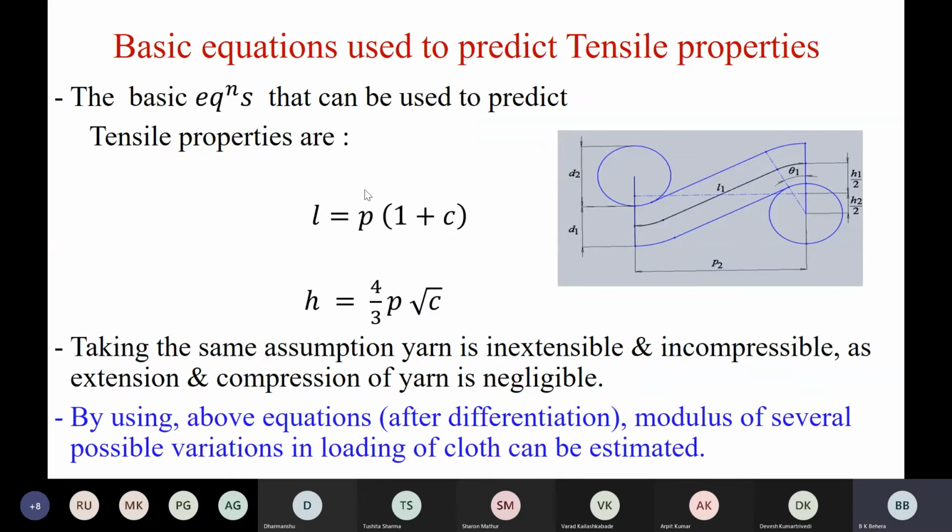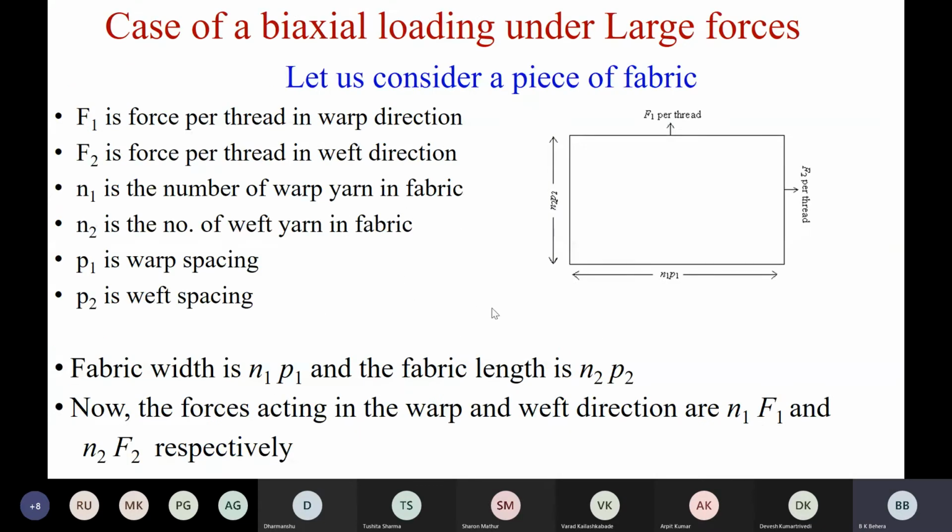If a fabric is subjected to tensile load, there will be a change in L and H, and we know L is expressed by this, H is expressed by this from Pierce geometry. We'll determine this for a fabric. So to determine this, and from this change, in order to find the modulus of the fabric, modulus is nothing but stress by strain, we consider this model.